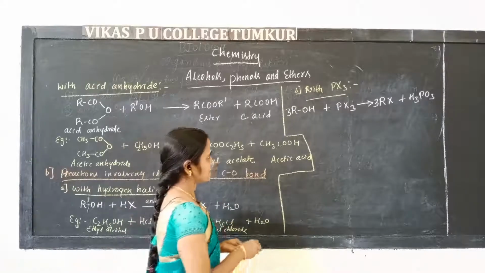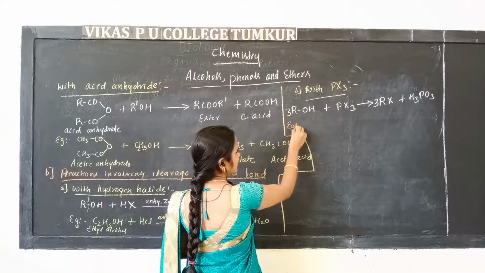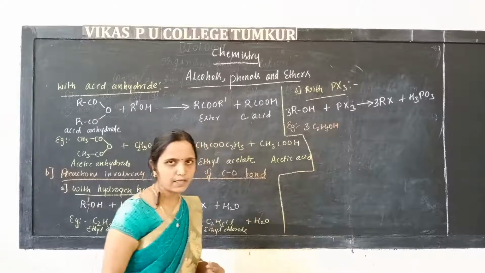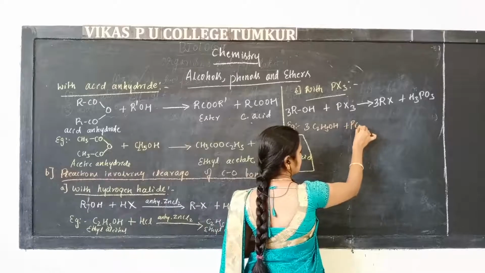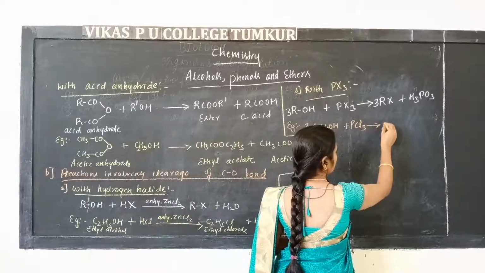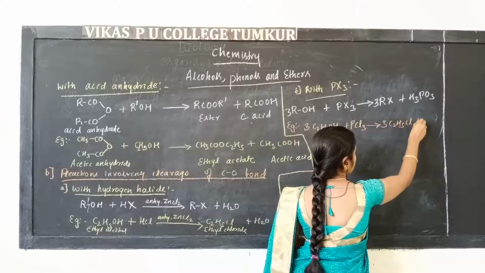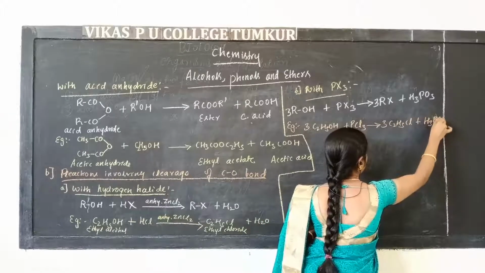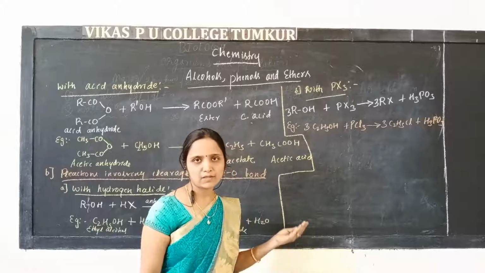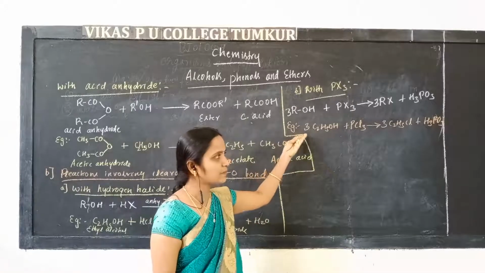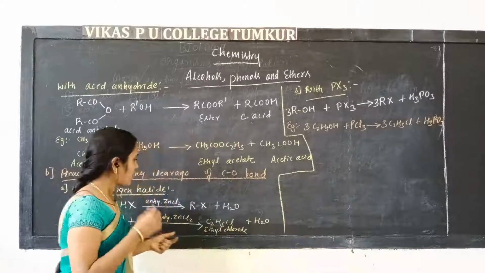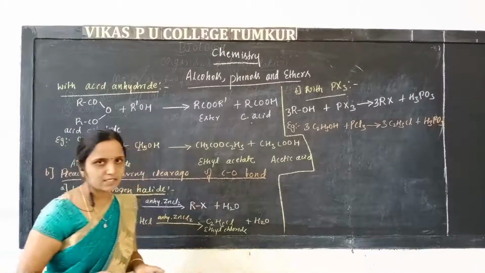Now take an example for this: ethyl alcohol, C2H5OH, is treated with phosphorus trichloride. We get ethyl chloride, C2H5Cl, plus H3PO3. This reaction we also discussed in the first chapter, haloalkanes and haloarenes, where we discussed the preparation of alkyl halides. This is about the reactions involving the cleavage of the C-O bond.